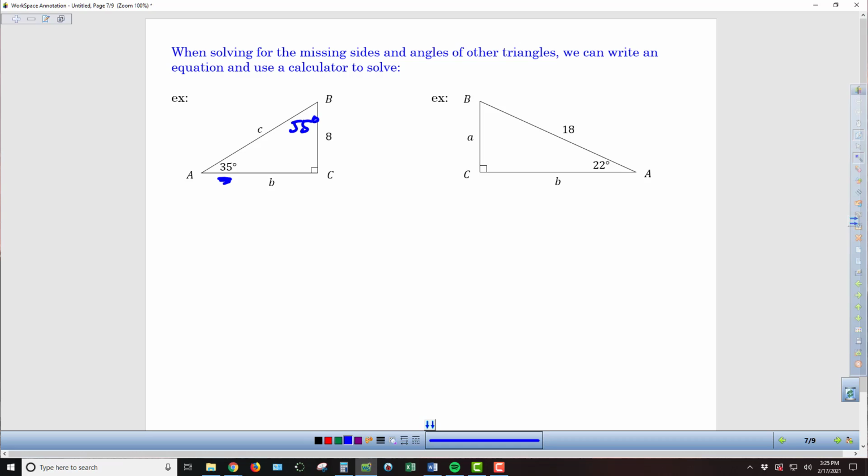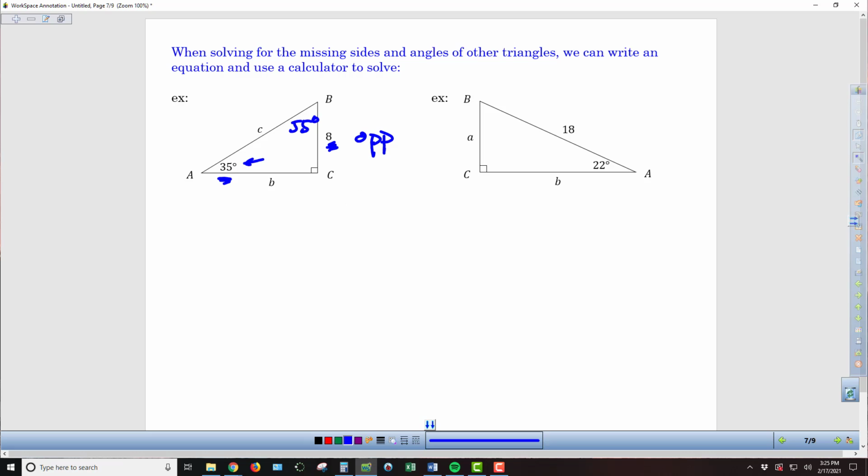So we've got the angles, now we want to get the missing sides. We can't use the Pythagorean theorem because we don't know two of the sides. We need to know two of the sides to figure out the third side with the Pythagorean theorem. It's not a special right triangle. So I'm going to use this 35-degree angle, and this side here, 8, is opposite of that.